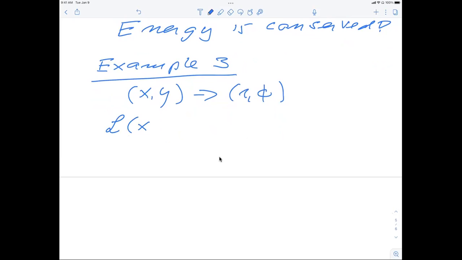So this is a two-dimensional problem. We have the derivative of x, we have y. So this is something which now depends on two spatial degrees of freedom. And this is a quantity which we then would transform in terms of something which depends on the radius and the angle phi.